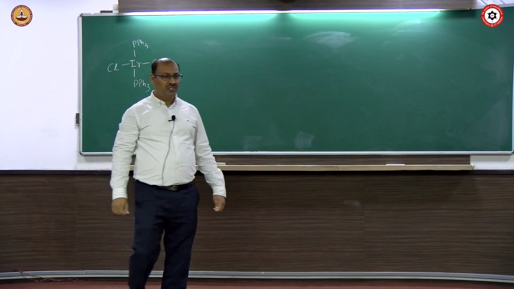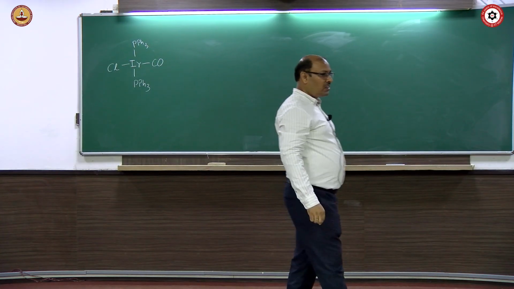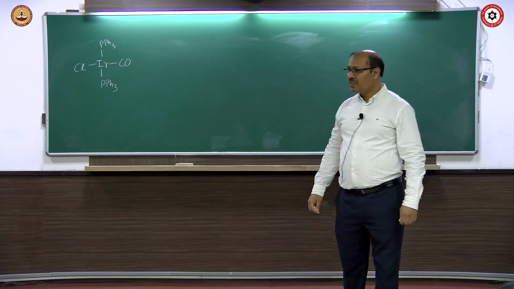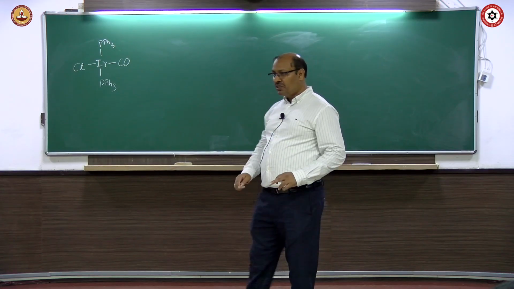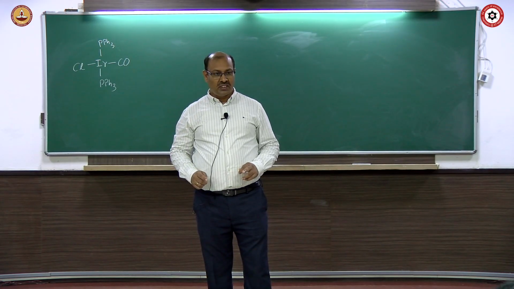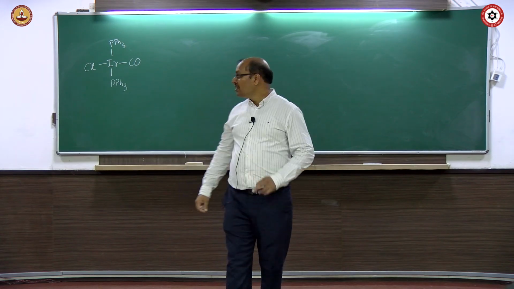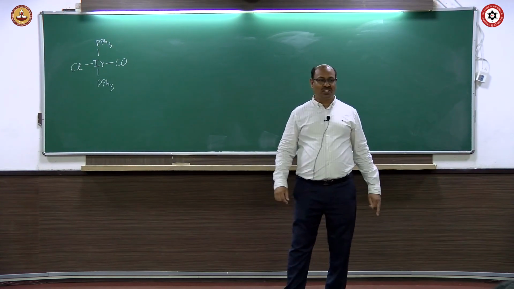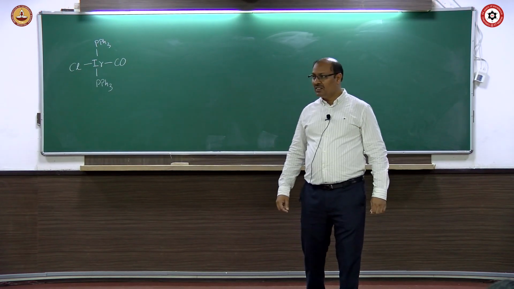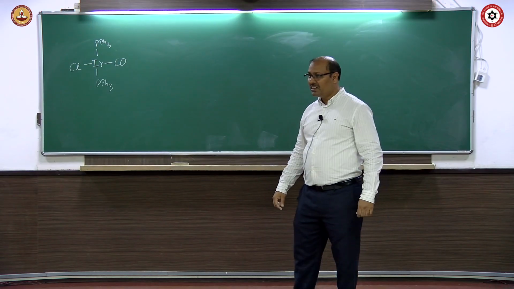What is this? Iridium. Iridium is below cobalt. Cobalt, rhodium, iridium. Do the electron count for the whole molecule, I am asking.